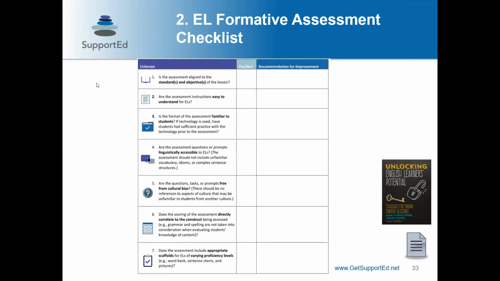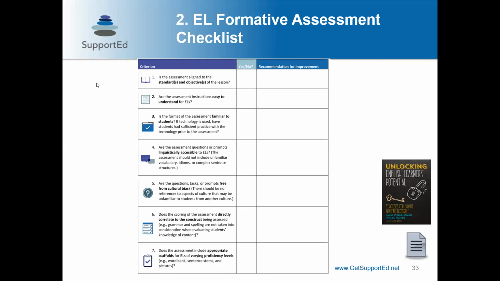And our second area in which more advocacy is needed is equitable assessment of English learners. So we've created an EL formative assessment checklist. Again, it's another resource from our Unlocking English Learners' Potential book, and it's in your handout. And this is a checklist that you can use if you're collaborating on creating assessments, or maybe you're looking at a colleague's assessment, or you'd like to self-assess your own formative or summative assessment, and just some criteria that you can use to help you gauge whether you're on track for this assessment being a valid measure of what ELs know and can do.